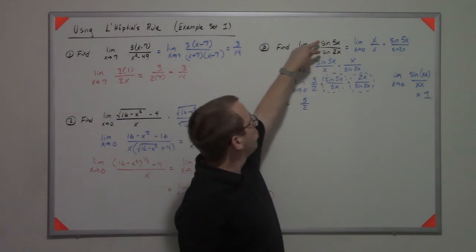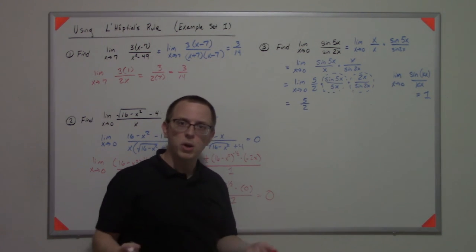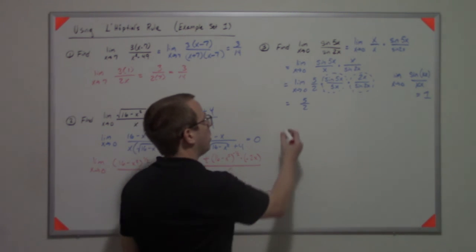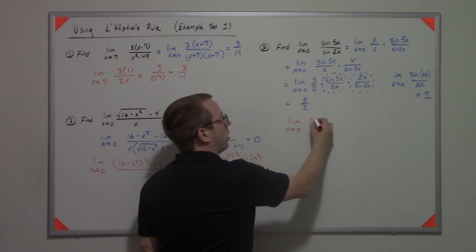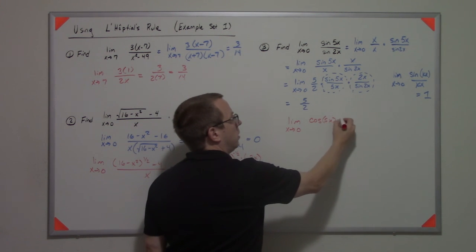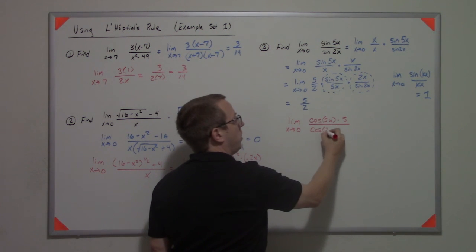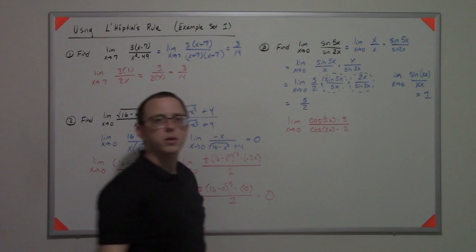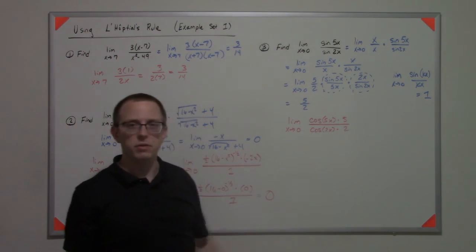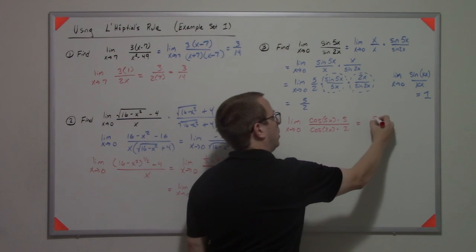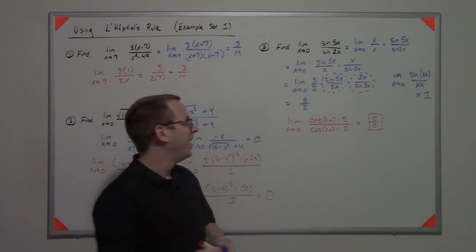If I plug in 0 directly, I get 0 on top, 0 on bottom. I get the 0 over 0 case. So what I can do then is take the derivative. I can say, all right, that's the limit as x goes to 0 of cosine of 5x times the derivative of 5x over the cosine of 2x times the derivative of 2x. But cosine of 0 is 1. Cosine of 0 is 1. So I get 5/2. Way easier.